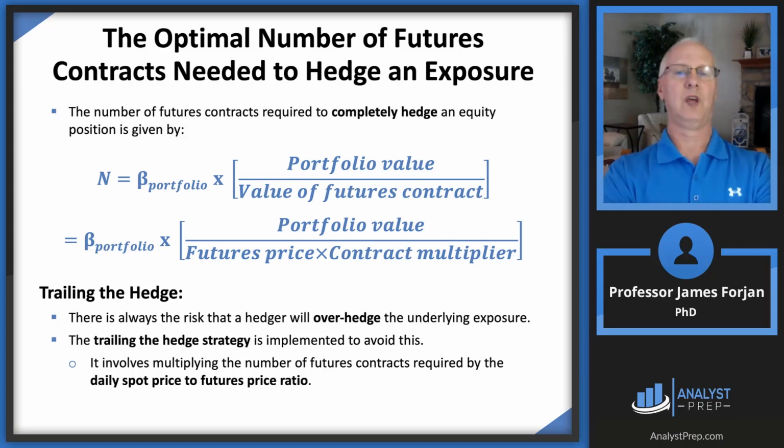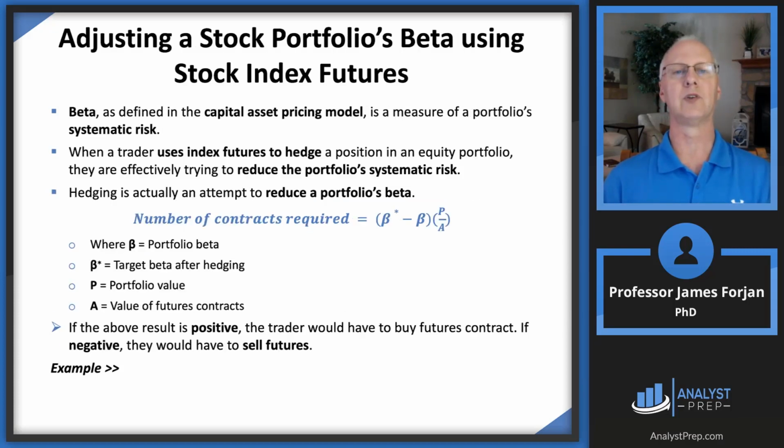Now, what happens is that we compute the number of futures contracts today, and this might be over, let's say, a 3-month window, and things change over the next 3 months. And so what we might want to do is trail the hedge. And so we might have to adjust the number of futures contracts by current up-to-date data on spot price and futures price movements. That's called trailing the hedge.